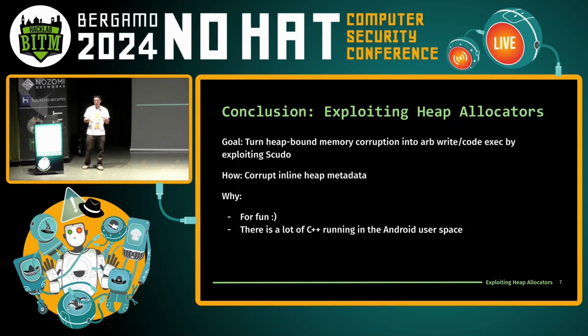You might be wondering, okay, but we're on Android, isn't this all Java? Well, actually, no. A huge part of the code that is running inside of the Android user space, even in apps which are very Java heavy, is actually C++ code. And C++ code is very susceptible to such heap-based memory corruption vulnerabilities.